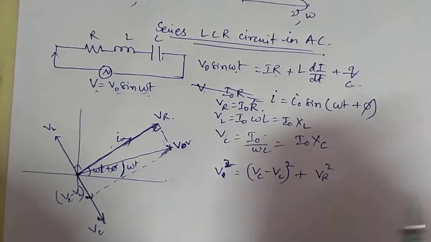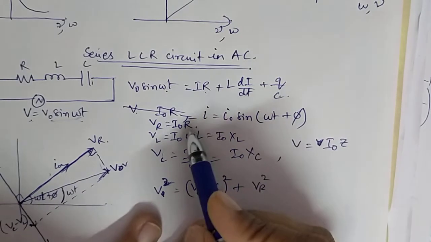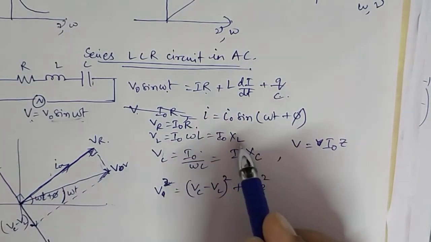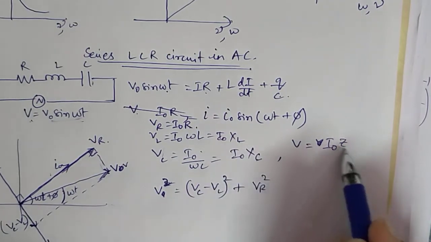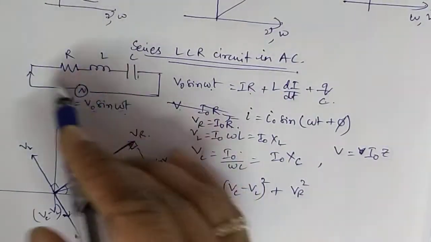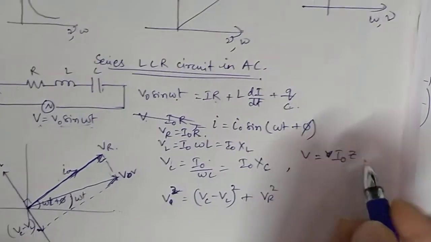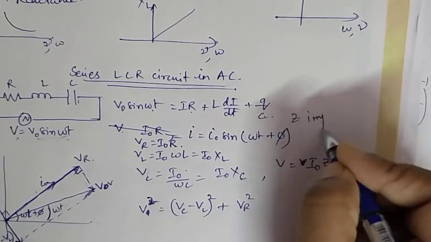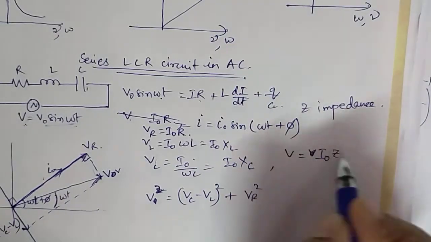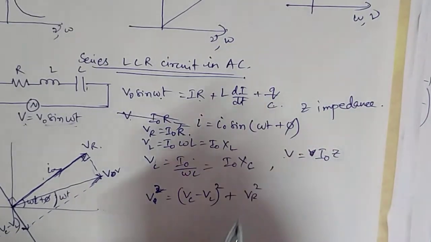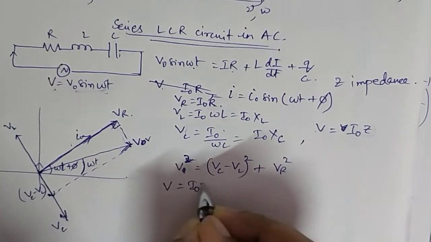Now what about V? Here I had resistance, inductive reactance, and capacitive reactance. Let Z be the impedance, the combined effect of opposition provided by the circuit. Let it be Z, which is called impedance, and its unit is also ohms. So V is equal to I naught Z, I am writing. I will replace this with V is equal to I naught Z.